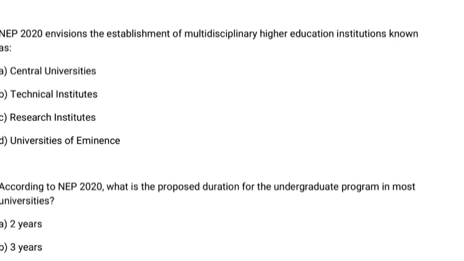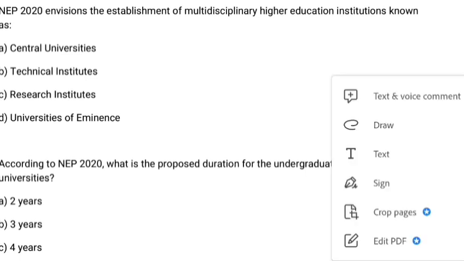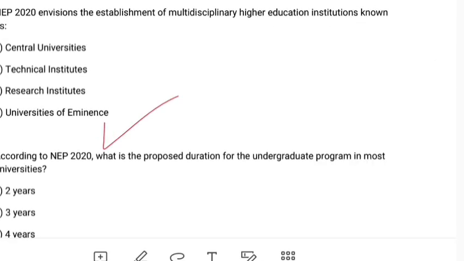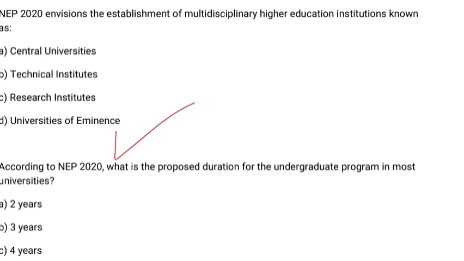Similarly, NEP 2020 envisions the establishment of multidisciplinary higher education institutions known as Central Universities, Technical Institutes, Research Institutes, Universities of Eminence. Number D will be correct, Universities of Eminence. I have done my best to give you the correct option, though it is prepared by me, but still there will be some error unknowingly. Please try to rectify it.